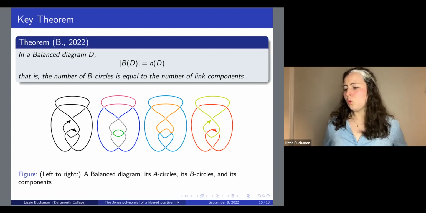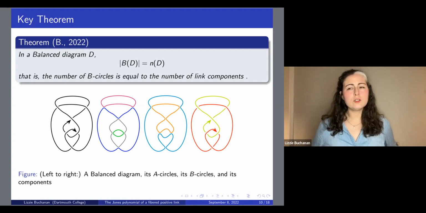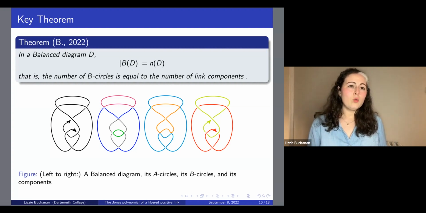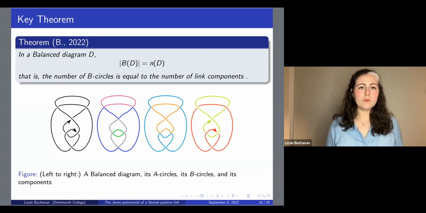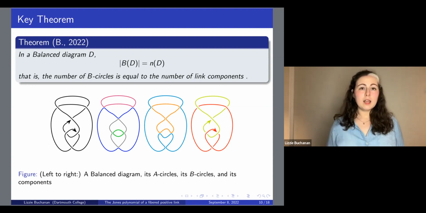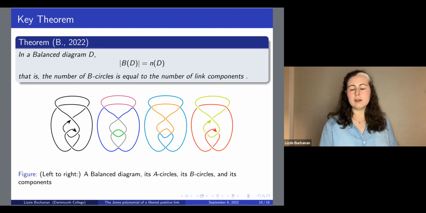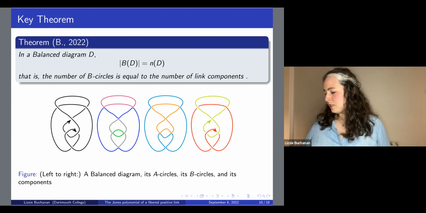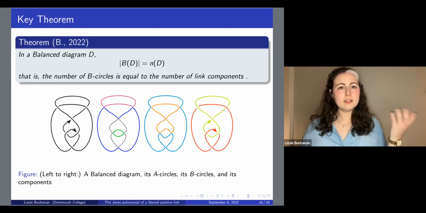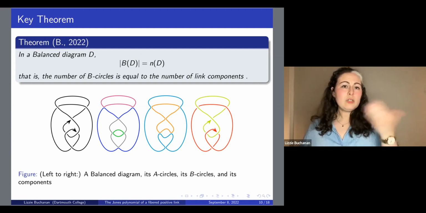And what this does is this will allow us to use these different quantities interchangeably if we are looking at known inequalities about the maximum degree of the Jones polynomial. And so that's how we can really make use of this key theorem. We have this observation about balanced diagrams, and then we can apply that to the Jones polynomial for the corresponding knot. But of course, this is just for this specific kind of fibered positive link diagrams. We need to have that balance.